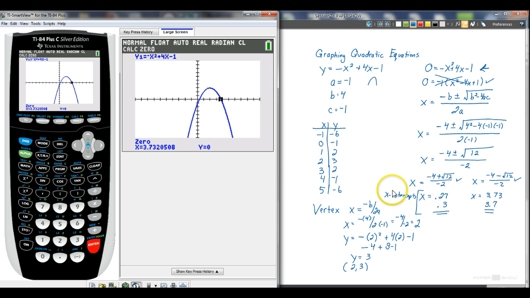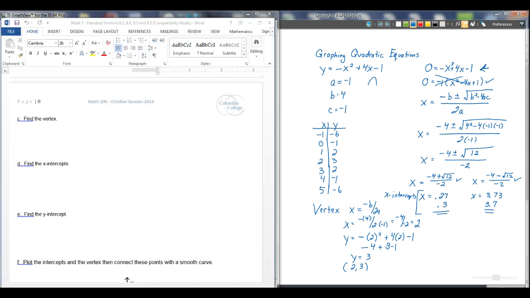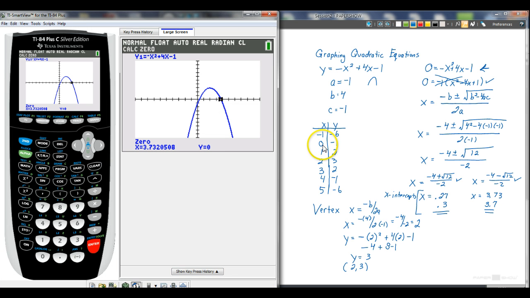So we have our vertex, our x-intercepts, and the last thing we need is our y-intercept. At this point you may notice already that we have it right here. When x is 0, y is -1. If you didn't see that, we can go to the y-intercept, and all we're doing is plugging in 0 for x. So we get y equals -1. So we see here that our y-intercept is (0, -1).